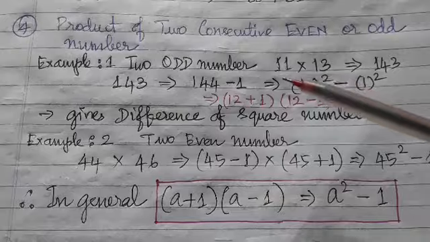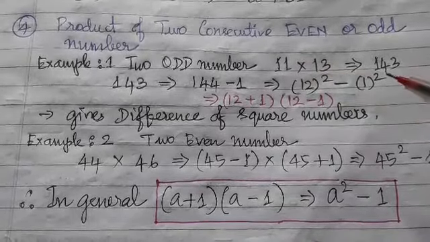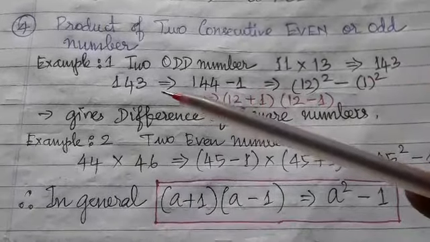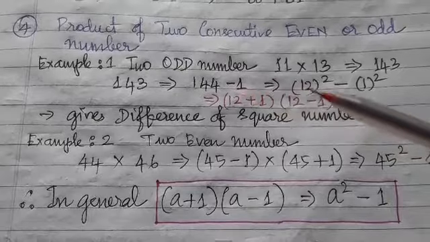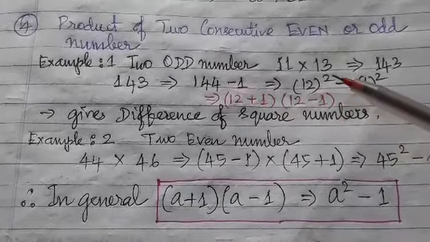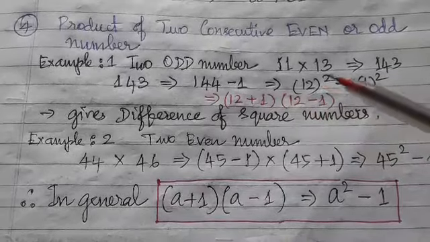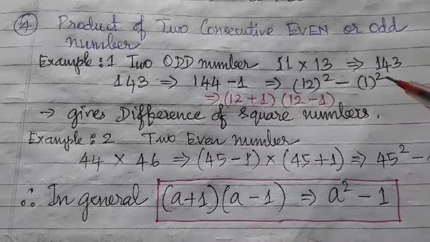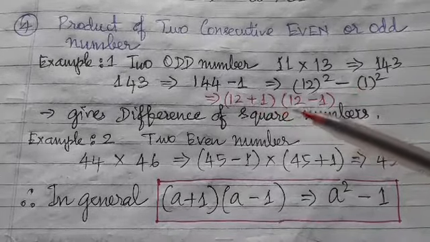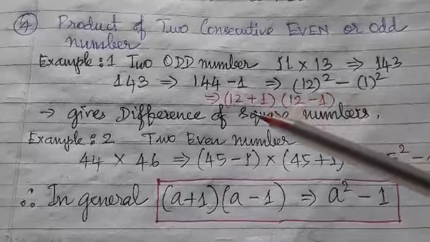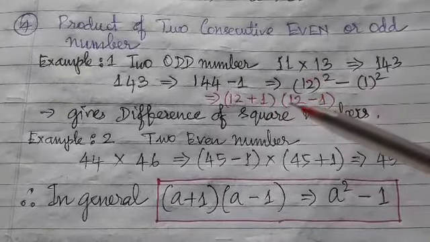After 11, 13 is the next odd number. 11 times 13 gives 143. 143 I am writing in the form of perfect squares: 144 minus 1. 144 is 12 square, and 1 is 1 square. So it is 12 square minus 1 square. If we write it as a product, it is 12 plus 1 times 12 minus 1. 12 plus 1 is 13, and 12 minus 1 is 11.